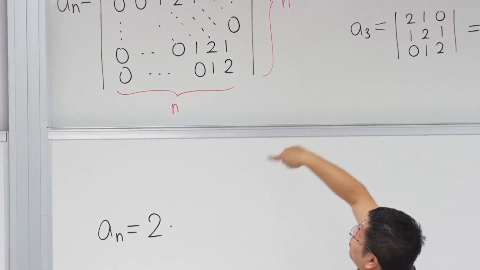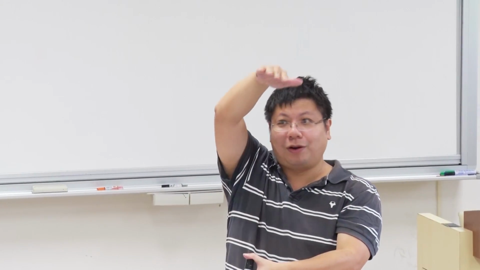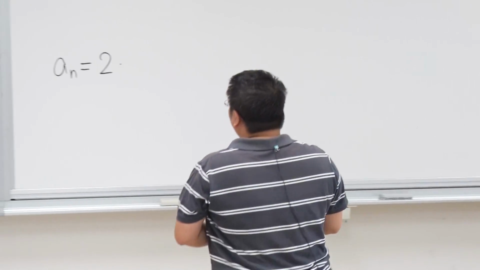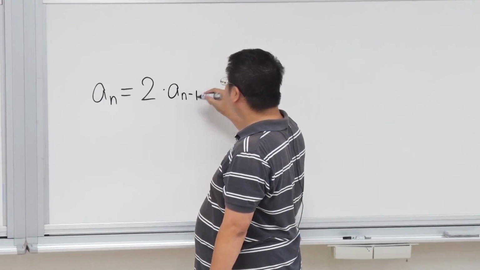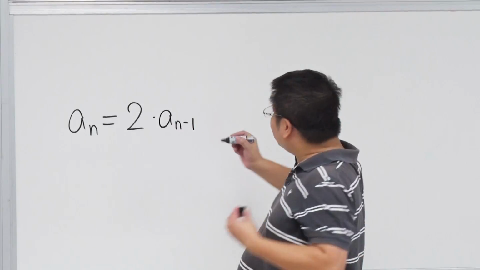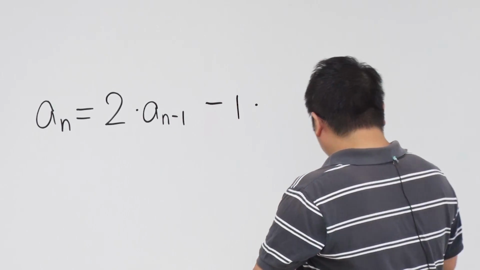So what will happen if I remove the first column and first row? It will be A_{n-1}, right? Is that okay? So A_n turns out to be equal to 2 times A_{n-1}. Is that okay? And then we still minus. Minus what? Minus 1 times this thing.